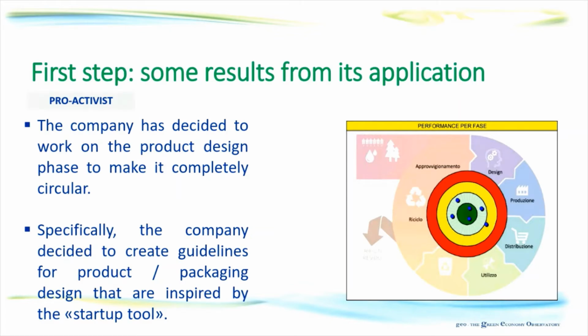What we have done, and the results coming out of this tool, are actually able to position your performance according to the main phases of the circular economy. So what you are doing, how circular you are in procurement, design, production, distribution, transportation, the use phase of the product, and then the end of life of your product.